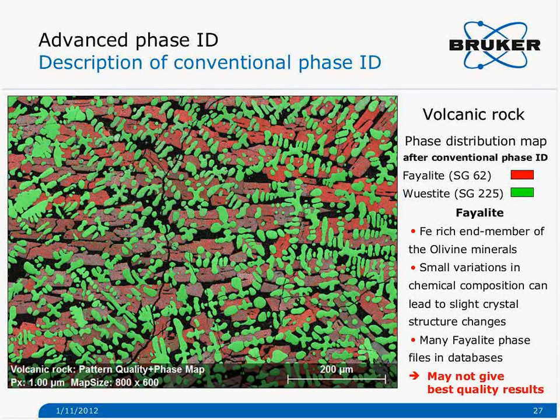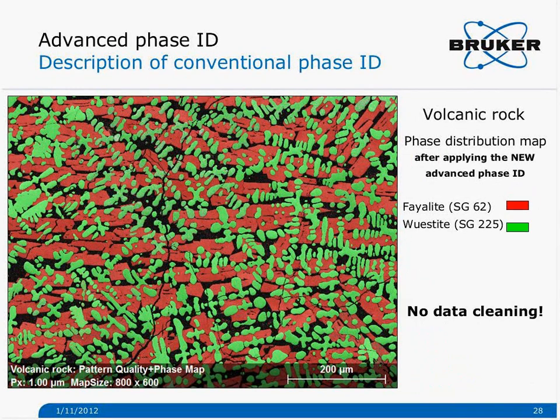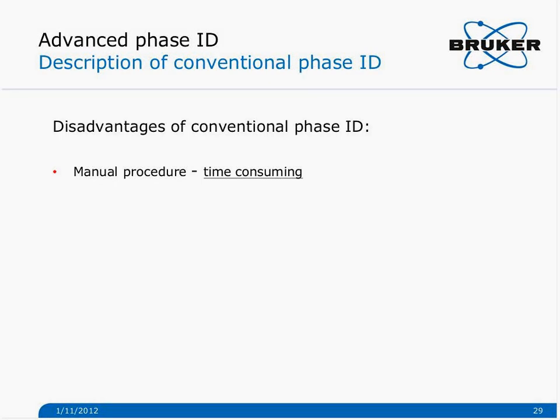And so, as I said, this conventional phase ID may not always give the best quality results. Here we have the map after doing the phase ID with the new feature, the advanced phase ID. And you can see the phase is properly indexed all over the map, all the grains are properly indexed, and we will see immediately how this is possible.